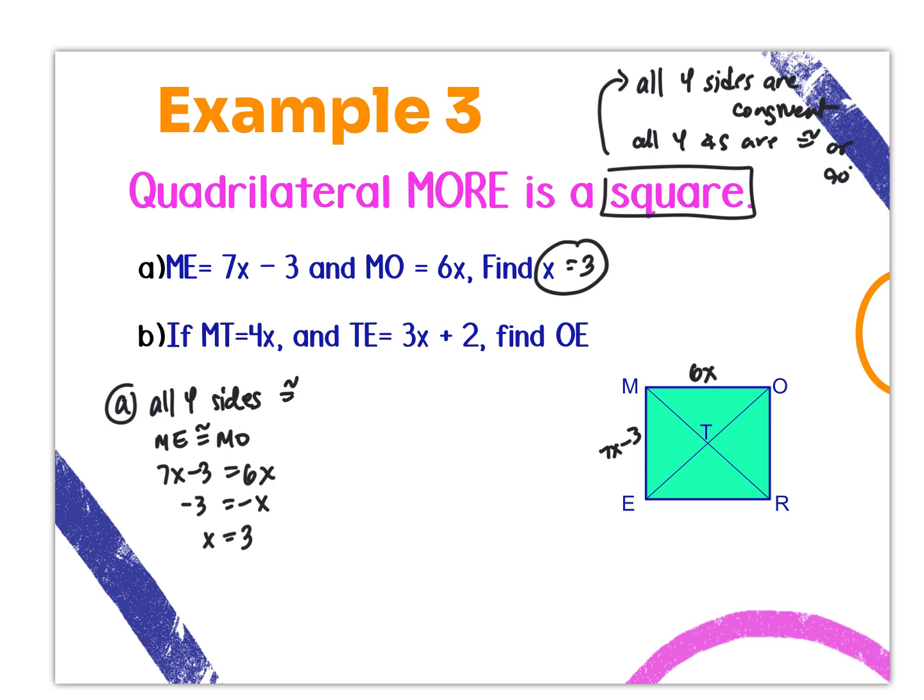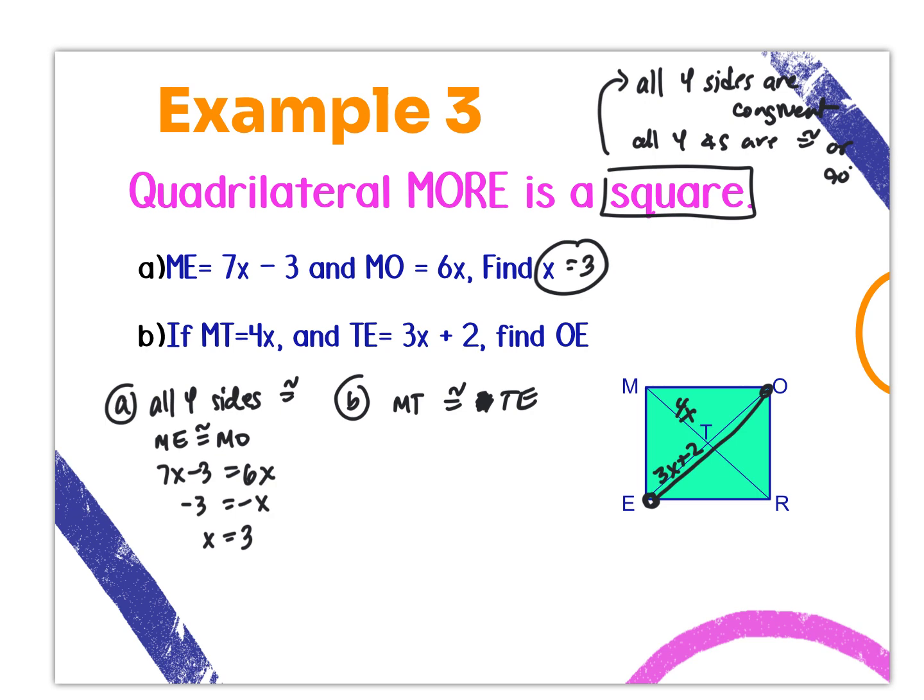The last thing, question B, says if MT is 4x, and I'm not sure that this is going to go with the original, so I'm just going to start a new problem. MT, oh, that's not MT, sorry. If MT is 4x and TE is 3x plus 2, find OE. Now, OE, notice, is the whole side, okay? Well, first of all, let me just figure out what x is. So I know that MT is going to be congruent to ET, or TE, okay?